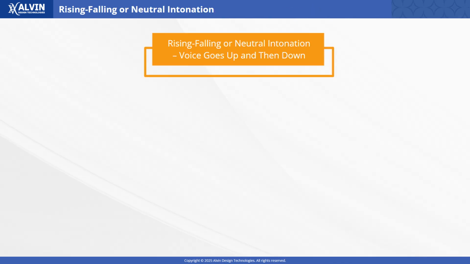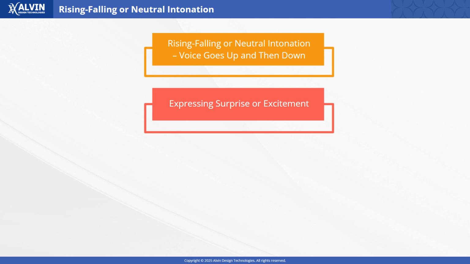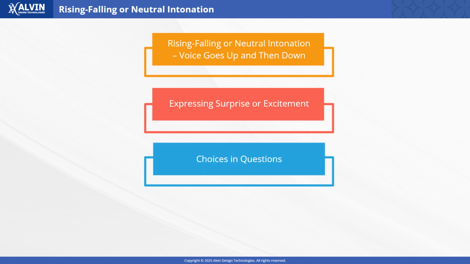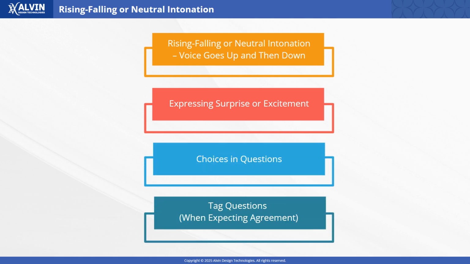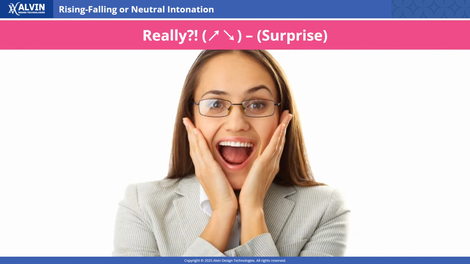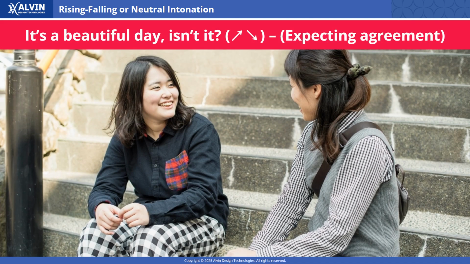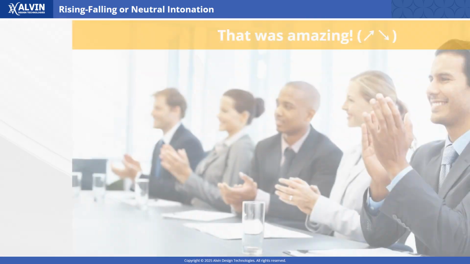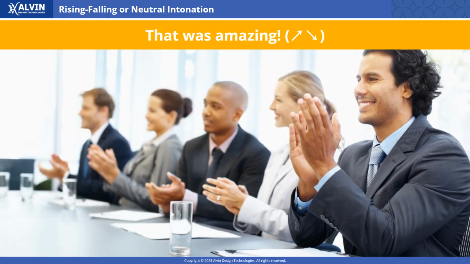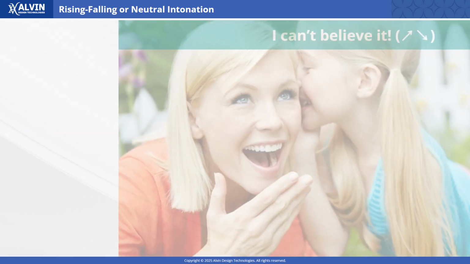Rising, falling, or neutral intonation occurs when the pitch of your voice goes up and then down. It is used for expressing surprise or excitement, choices in questions, and tag questions. Really? You like tea or coffee? It's a beautiful day, isn't it? That was amazing. I can't believe it.